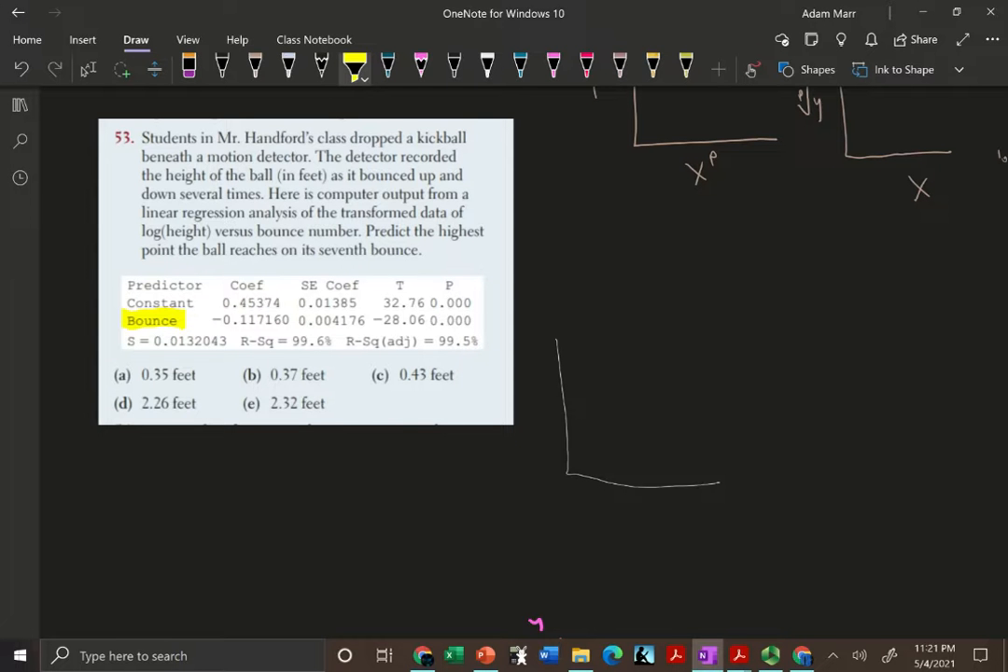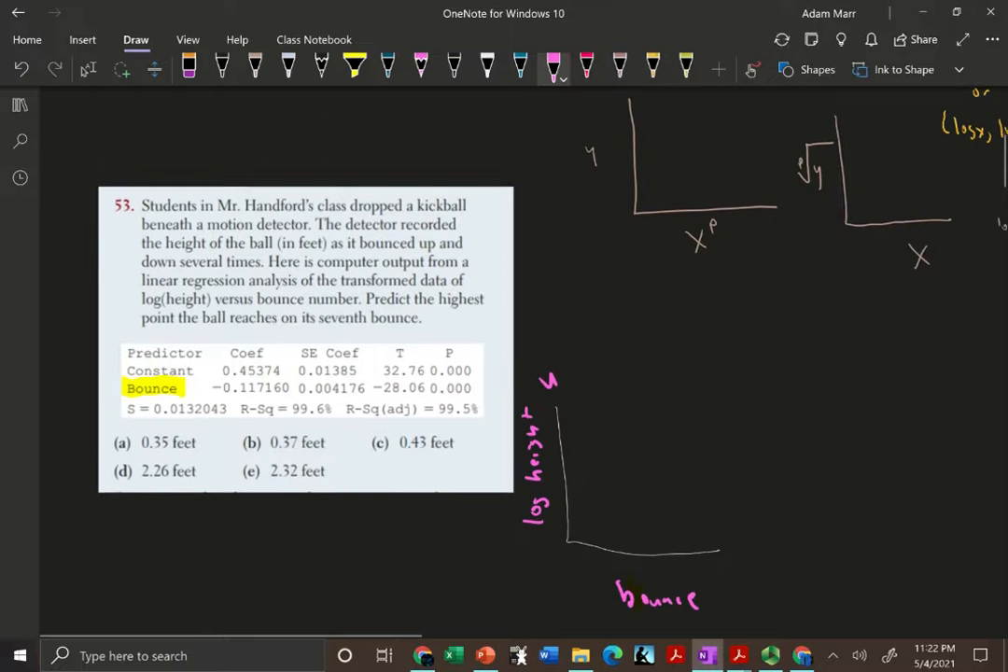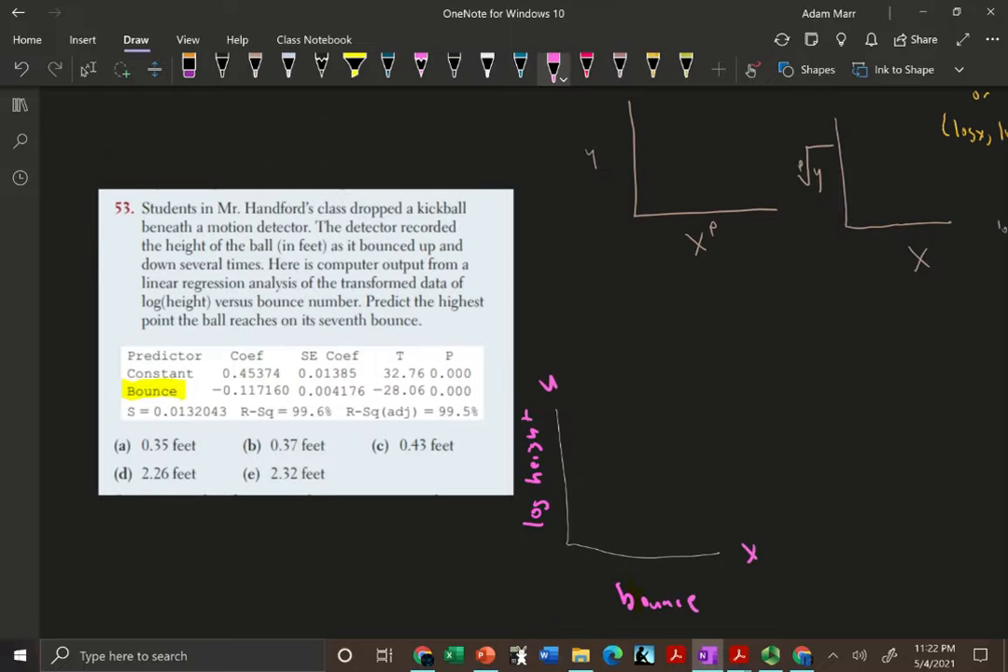So we know that the x is going to be bounce, and the y is going to be log of height. So let's write that down. This is log of height. That's the response variable. No problem. Predict the highest point the ball reaches on its 7th bounce.